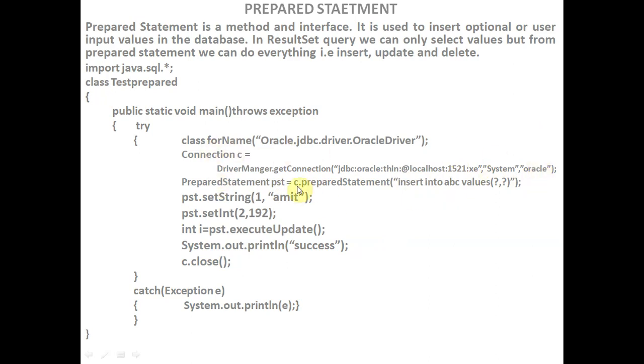This is the connection statement. In case of SQL, we will change the connection string accordingly, and you can find it on Google, the connection string for SQL as well as Oracle. And the third statement is the prepared statement.